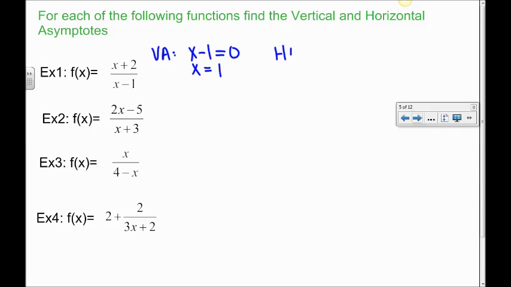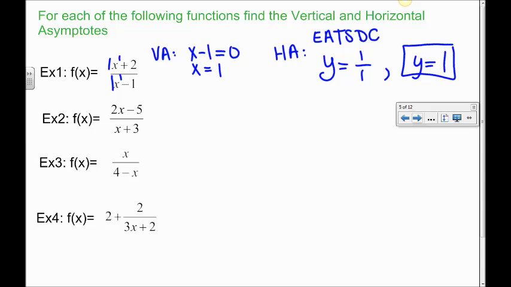To find our horizontal asymptote, we look at our powers of x. We can see our exponents are the same. So exponents are the same, divide coefficients. That's kind of what we're thinking in our head. So our coefficients here are 1 and 1 of x. So we'll have y equals 1 over 1, or in other words, y equals 1. So we have our vertical asymptote at x equals 1, and our horizontal asymptote at y equals 1.